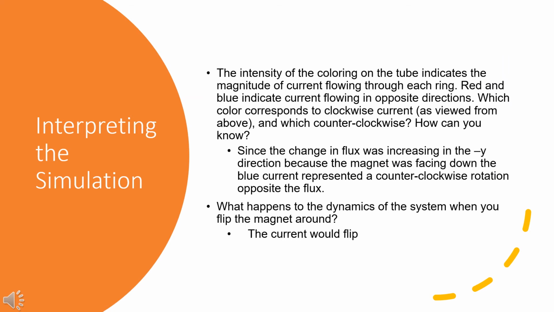Intensity of the coloring on the tube indicates the magnitude of the current flowing through each ring. Red and blue indicate current flowing in opposite directions. Which color corresponds to clockwise current as viewed from above, and which current counterclockwise? How do you know? Since the change in flux was increasing in the negative y direction because the magnet was facing down, the blue current represents counterclockwise rotation opposite the flux.